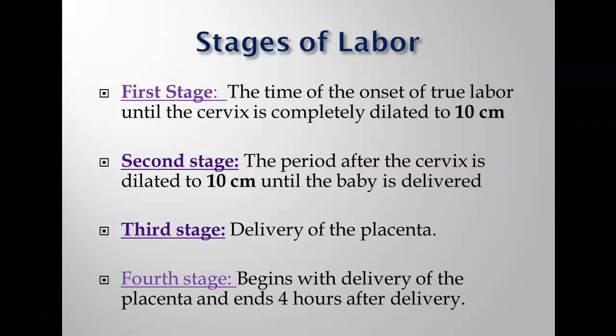There are different stages of labor. There are first, second, third, and fourth stages of labor. The first stage is the time of the onset of true labor until the cervix is completely dilated, which would be 10 centimeters. The second stage of labor is the period after the cervix is dilated to 10 centimeters until the baby is delivered. So from the time she's complete or fully dilated till the baby is delivered. The third stage of labor is the delivery of the placenta. And the fourth stage begins with the delivery of the placenta and ends 4 hours after delivery.